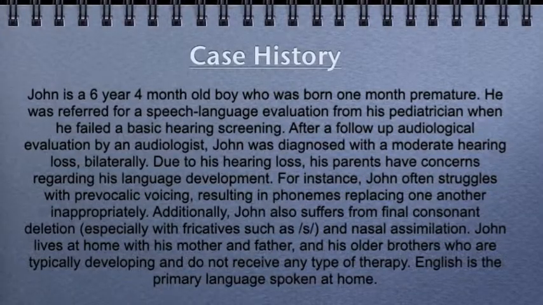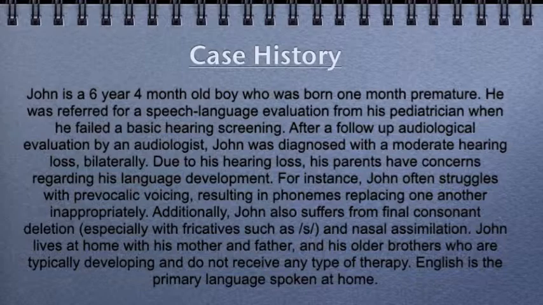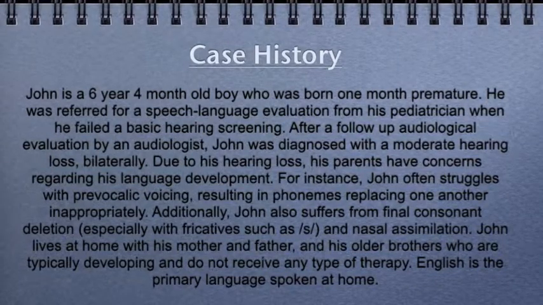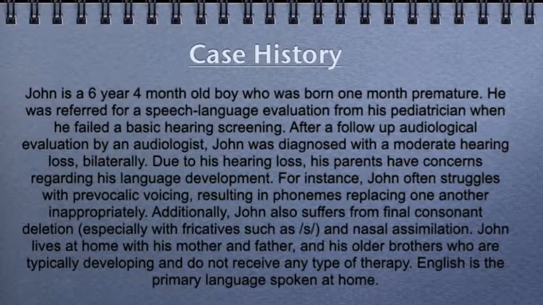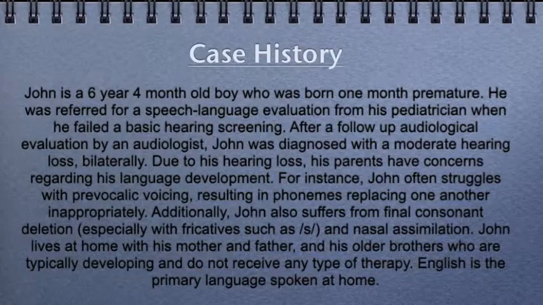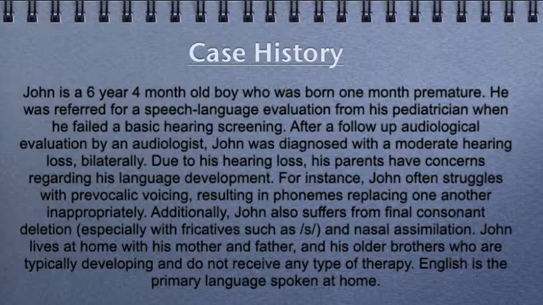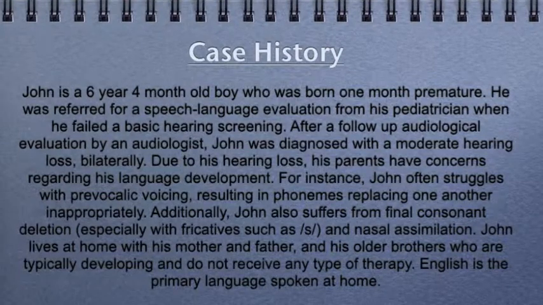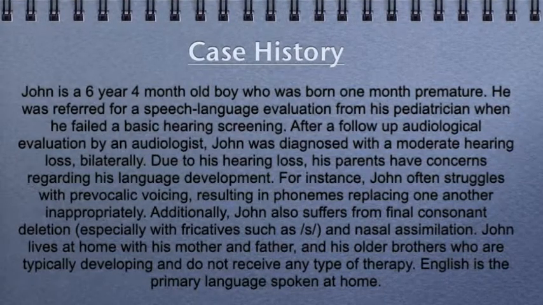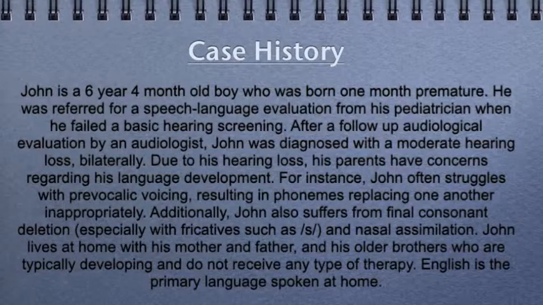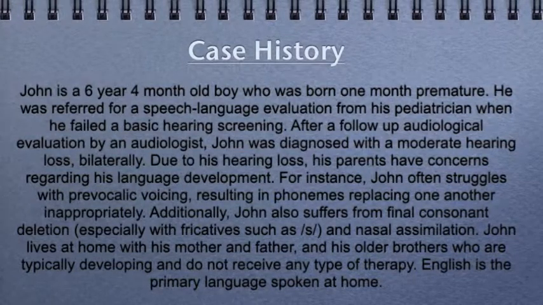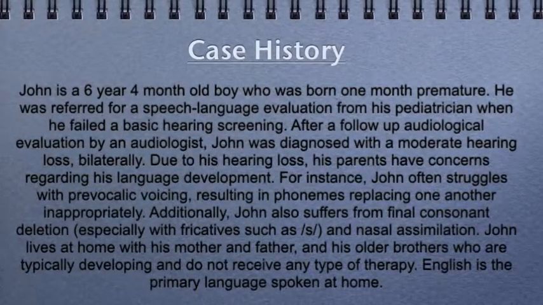John is a 6-year, 4-month-old boy who was born 1 month premature. He was referred for a speech-language evaluation from his pediatrician when he failed a basic hearing screening. After a follow-up audiological evaluation by an audiologist, John was diagnosed with a moderate hearing loss bilaterally. Due to his hearing loss, his parents have concerns regarding his language development.